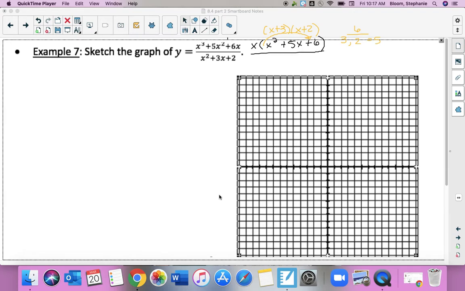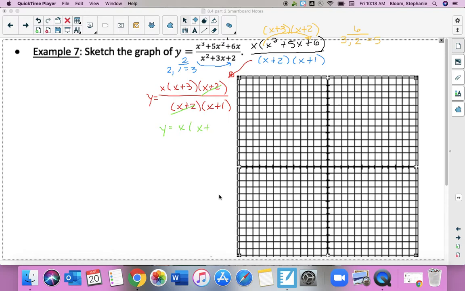And then on the bottom, I see that this is a trinomial that can be factored. So factors of 2 that add to 3 would be 2 and 1. And so that would be x plus 2 and x plus 1. So I'm going to go ahead and rewrite this over here just so I can see it. So I have x times x plus 3 times x plus 2 over x plus 2 times x plus 1. And then I can see that the x plus 2's are going to cancel out. So in simplest form, I have this.